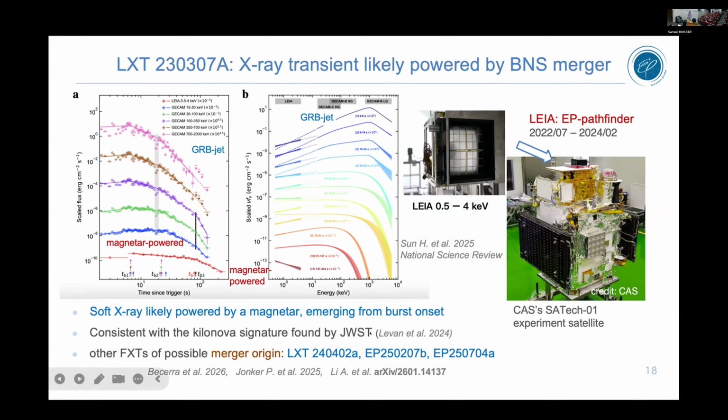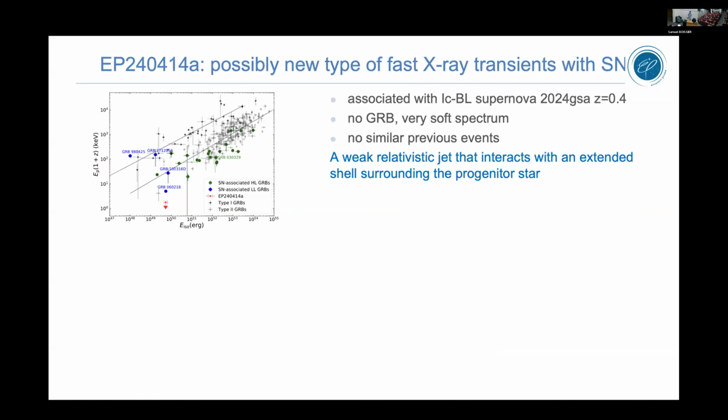So that confirms, or is consistent with, the Liang and the GECAM result. And now we have more FXT events that also have this possible merger origin, such as these several events. So that's before EP; this is the Liang mission.